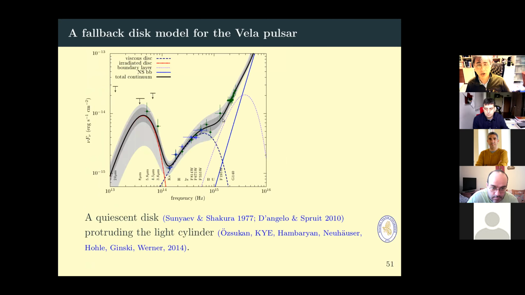we have shown that the spectrum could be explained by a quiescent disk model, which was first proposed by Sunyaev and Shakura in 1977. This is a work done with the Jena group in 2014 with my undergrad student, Gökçe Öztürkhan.